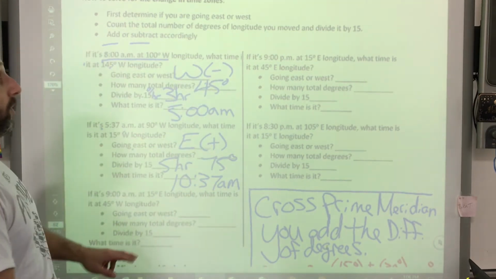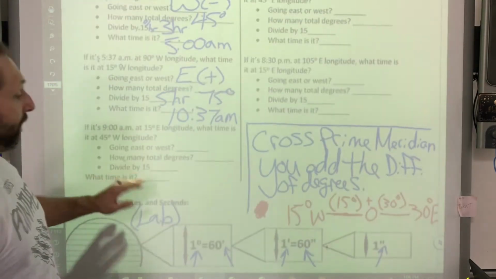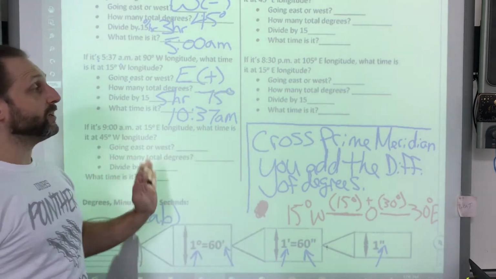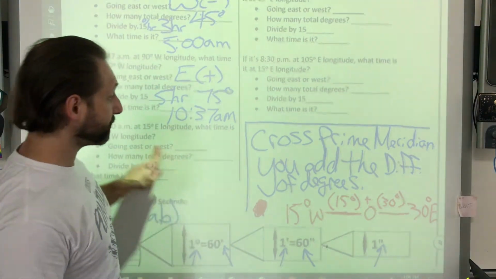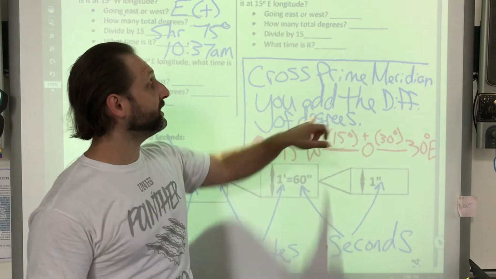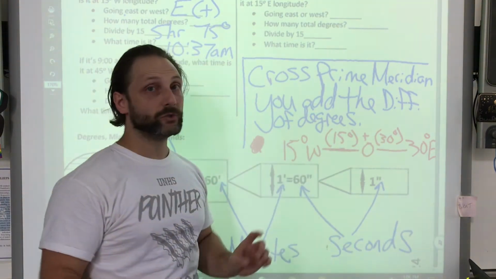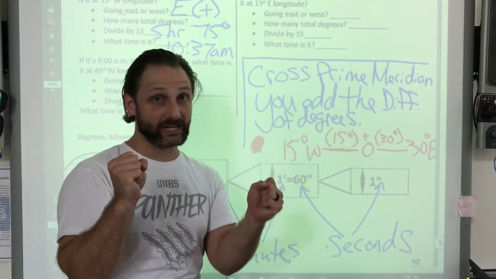Now, with that said, if you end up, ignore this for now, that's for lab, if you end up going over the prime meridian, okay, so if you go over the prime meridian, you're actually going to add your differences of your longitudes rather than subtracting the beginning and the end one.